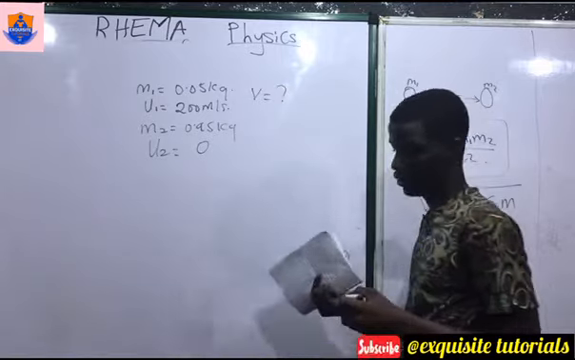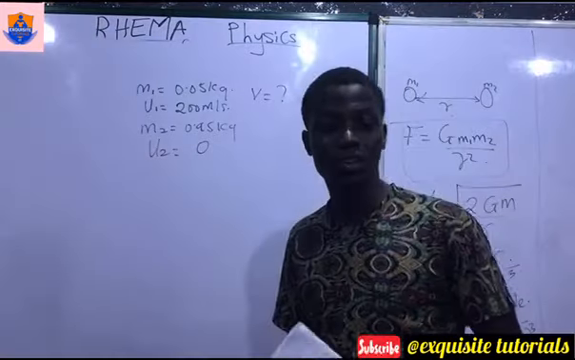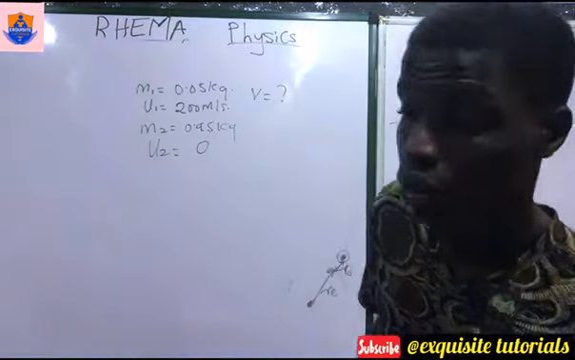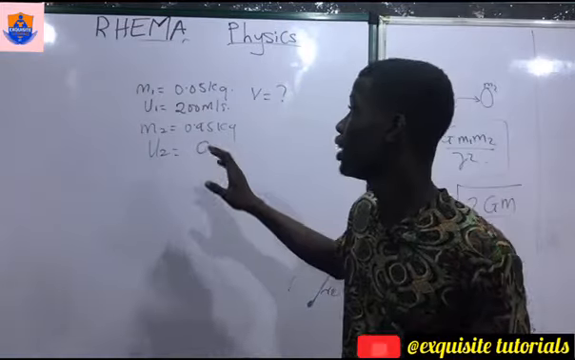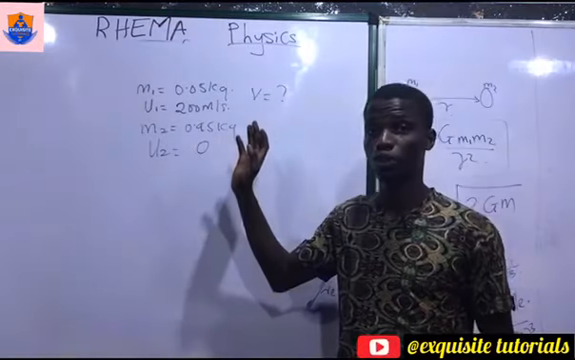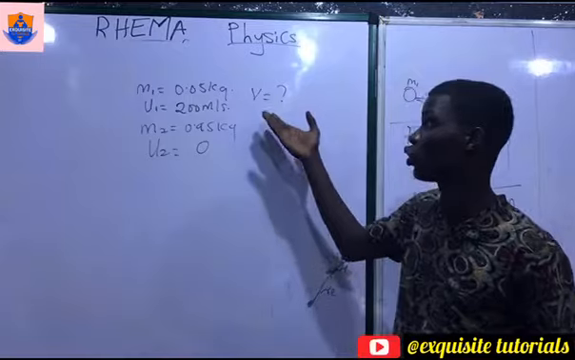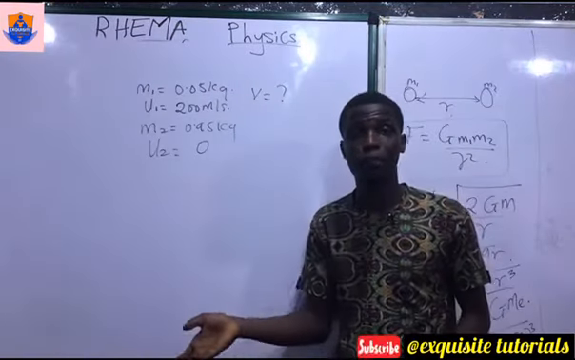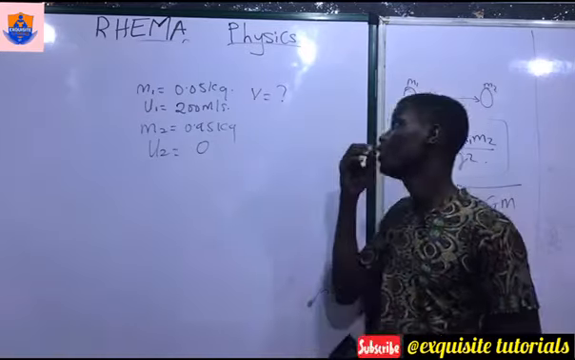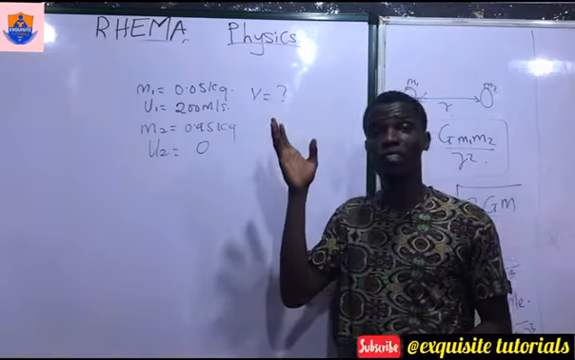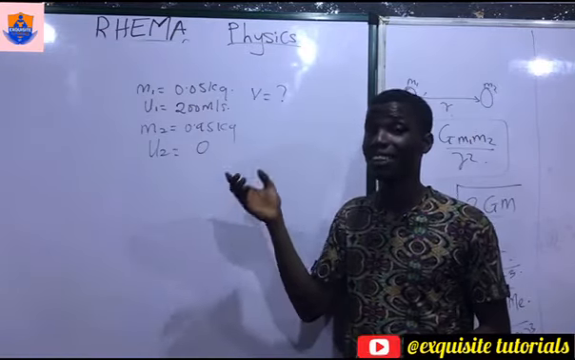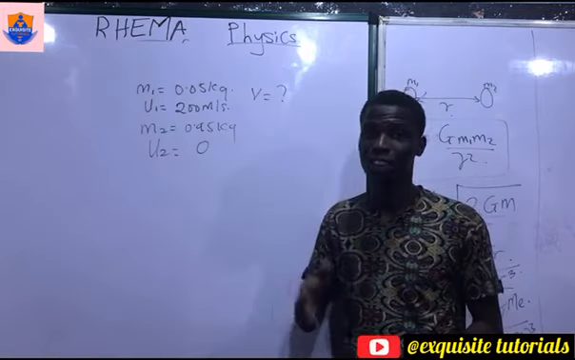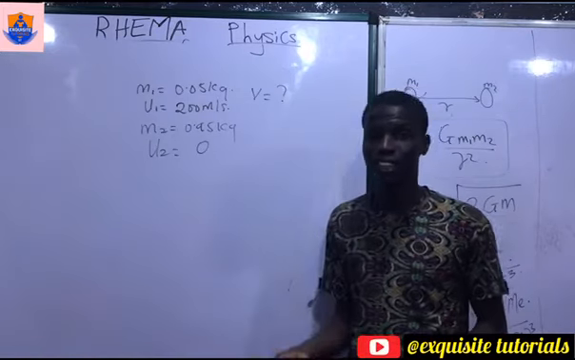We're told to find the common velocity. That already gives you a glimpse of what this question is trying to talk about. It's telling us to look for the common velocity, and the only case where you find a common velocity in a collision, whether elastic or inelastic, is in the inelastic part.